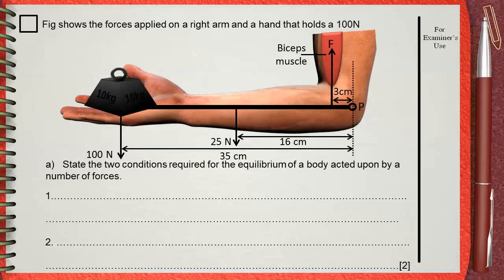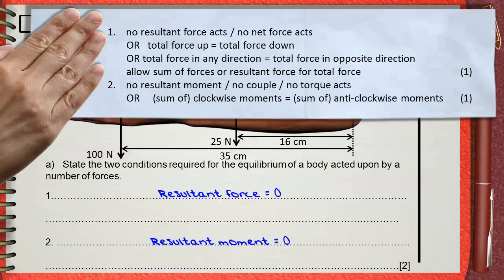The two conditions of equilibrium are resultant force equals 0 and resultant moments equals 0. The mark scheme also gives other options for the answer. You can say no resultant force acts. You also can say no net force acts.